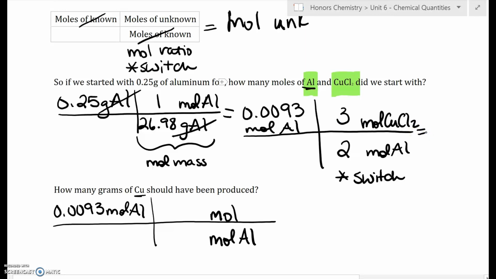When I multiply by that fraction, I get 0.014 moles of copper 2 chloride. Okay, again, notice that my moles of aluminum divides out, leaving me with the desired unit. Okay, so that's just how to use the mole ratio in general.